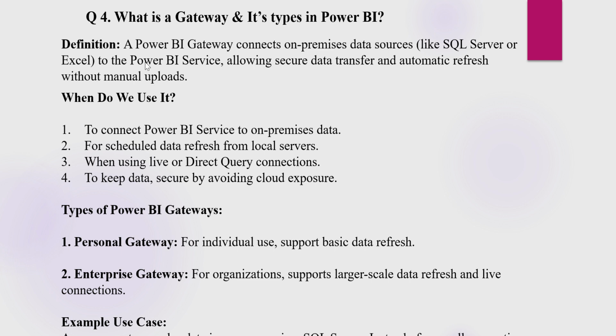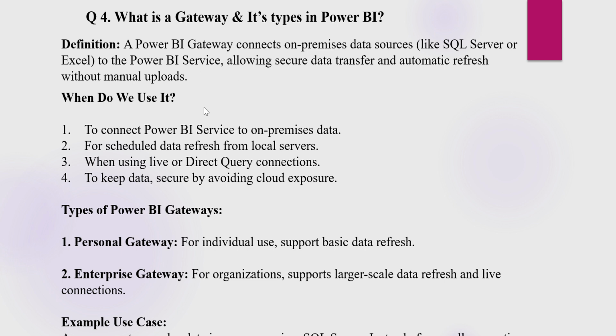So moving to the fourth question, what is a gateway and its types in Power BI? The definition is: Power BI gateway connects on-premises data sources like SQL Server or Excel to the Power BI service, allowing secure transfer and automatic refresh without manual uploads. So suppose we import any data set like Excel or SharePoint or SQL Server. When we work in the Power BI service for scheduled refresh, the gateway concept comes into the picture.